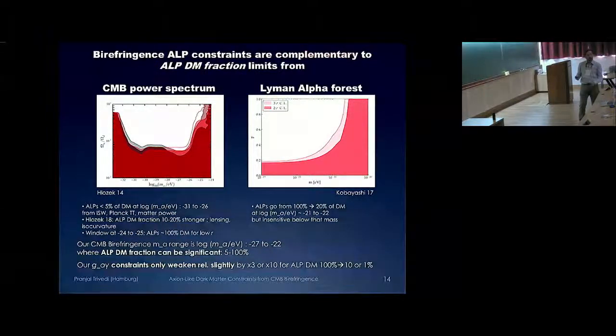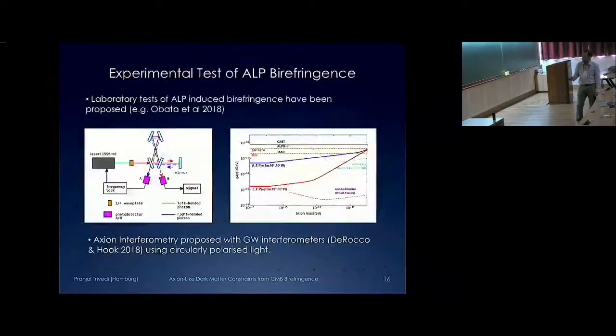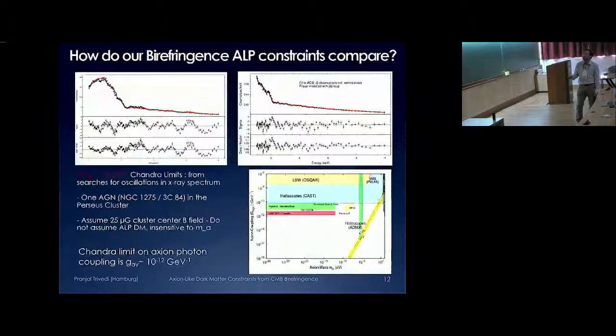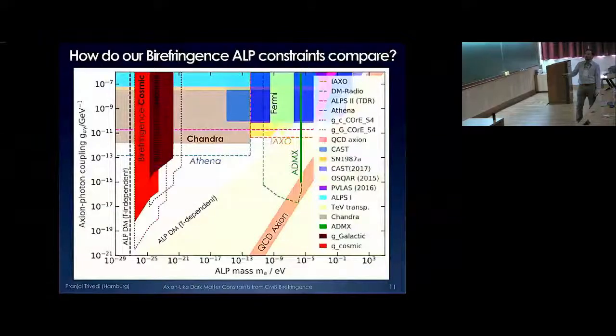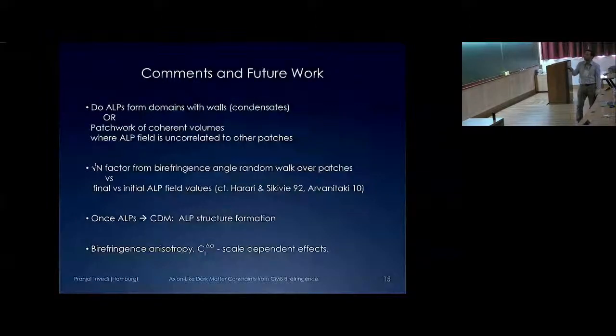So we assume that ALPs are all the dark matter. If you were to say that ALPs are only 5% of the dark matter, then our constraints will weaken by a factor of 3, or a factor of 10 if the ALP dark matter fraction goes down to 10 or 1%. However, you can see that our constraints will change only by a small amount as compared to the many orders by which they improve the existing constraints. I'm running out of time now, so these are some things which we can talk about in the question and answer.